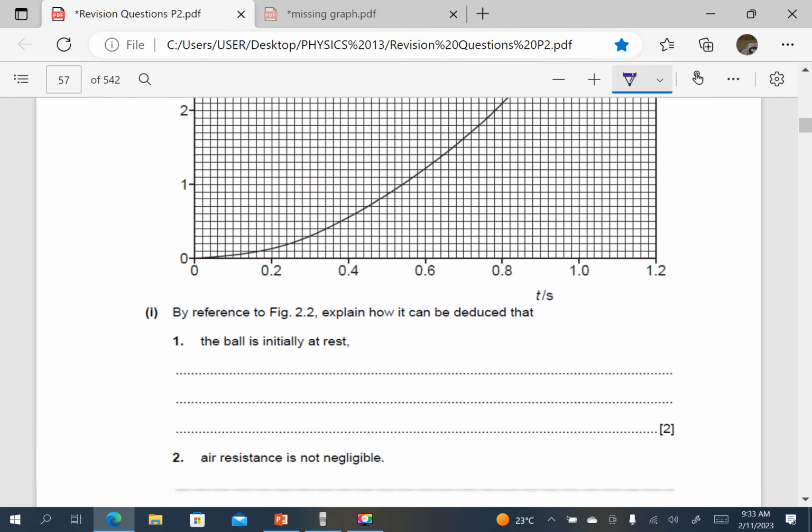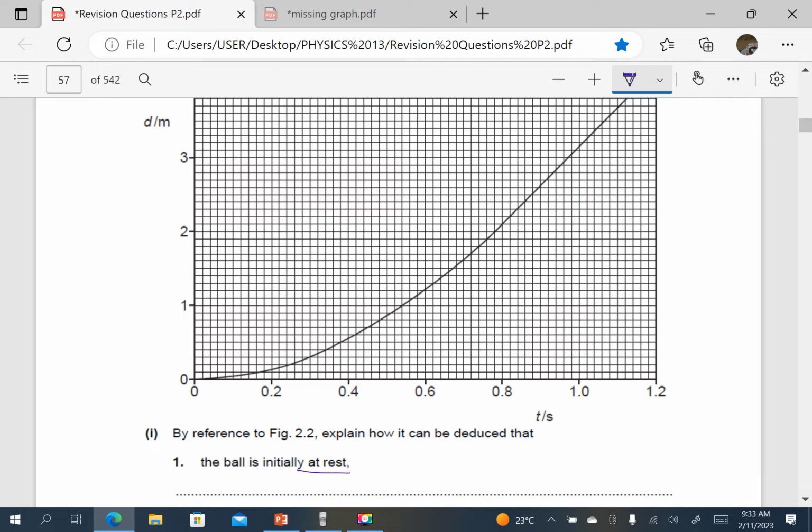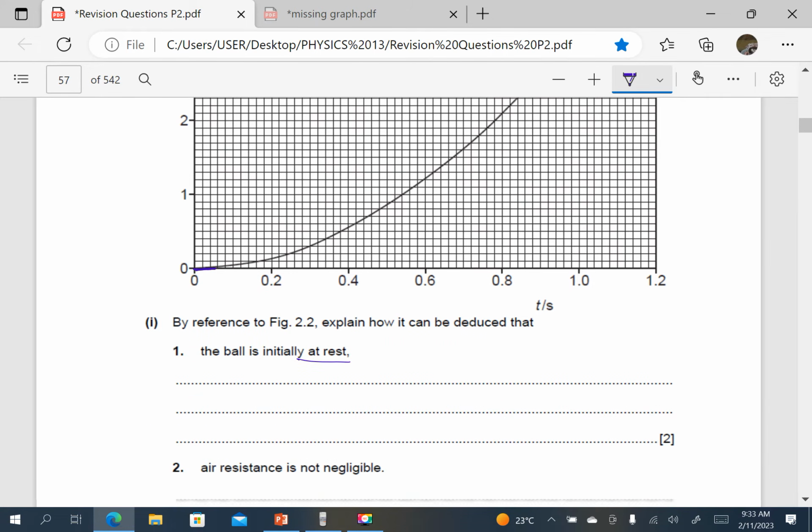By reference to the figure, explain how it can be deduced that the ball is initially at rest. So this is a graph of distance against time, and the gradient is the velocity. At t equals 0, you see that the graph is almost horizontal. It means the gradient here is 0. Therefore, the initial velocity is 0, which means the ball was initially at rest. It was not moving, because any object which is not moving has no speed.